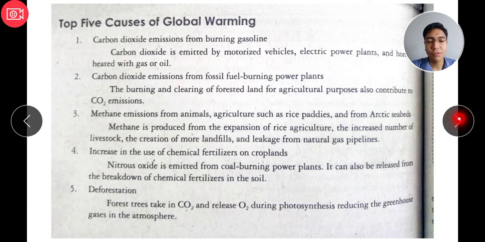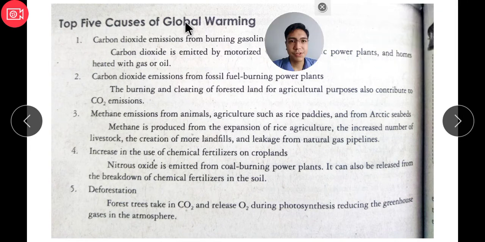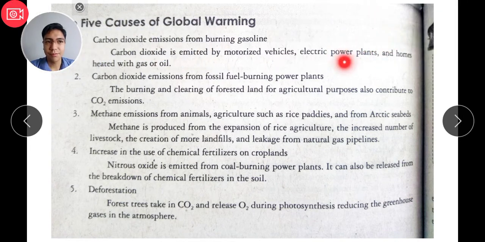So, ito yung top 5 causes ng global warming. Hindi naman, ito lang yung causes. Okay? Marami. Top 5 ito. Carbon dioxide emissions from burning gasoline, from the motorized vehicles, electric power plants, homes heated with gas or oil. Those gas or oil, when heated, they produce carbon dioxide.